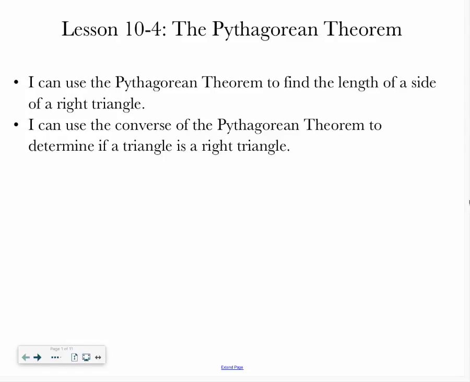By the end of this lesson, you should be able to use the Pythagorean theorem to find the length of a side of a right triangle, as well as use the converse of the Pythagorean theorem to determine if a triangle is a right triangle. Something very important for you guys to know is we use the Pythagorean theorem with right triangles. It's easy to try to use it with any triangle you see, but remember, we are talking specifically about right triangles here.